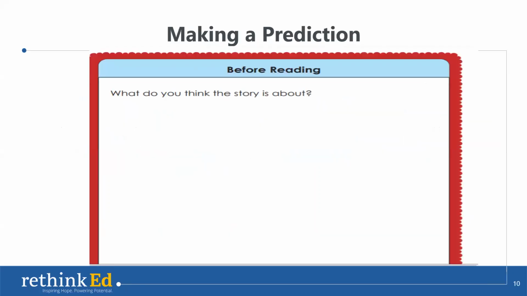When you make a prediction, the main question is, what do you think this story is about? Again, we want your child to use those words that they already know and the pictures to draw some conclusions of what they think the story might be about. And we want to share that out because we can always go back and check on these predictions at the end and see how close we were.